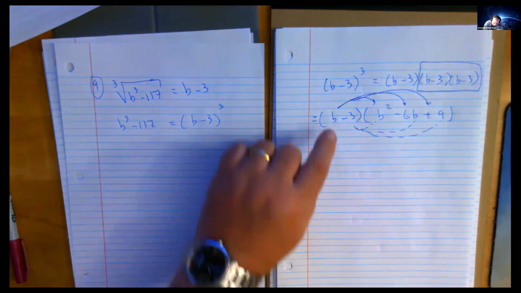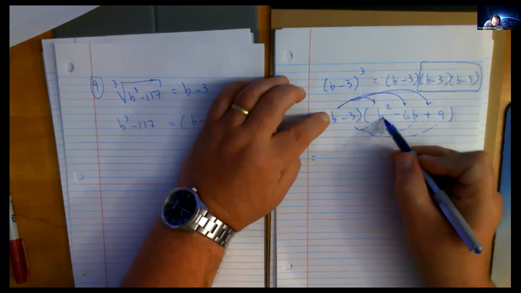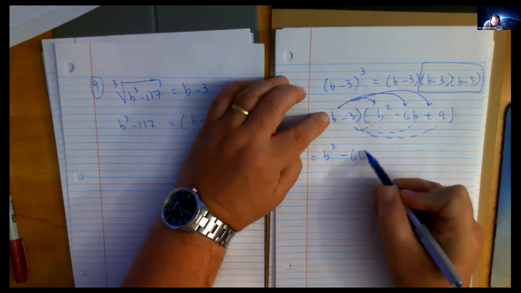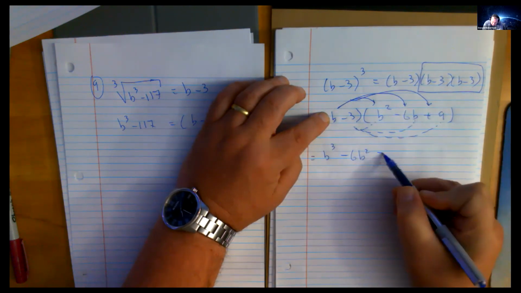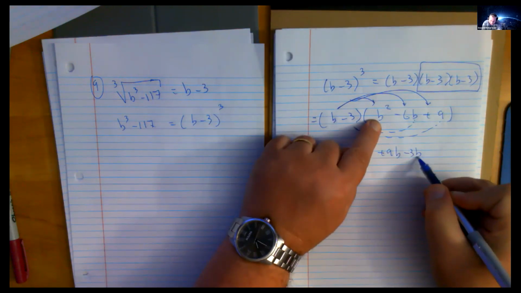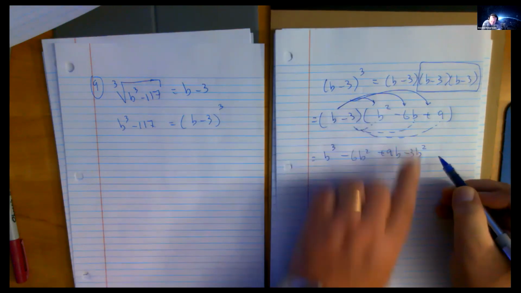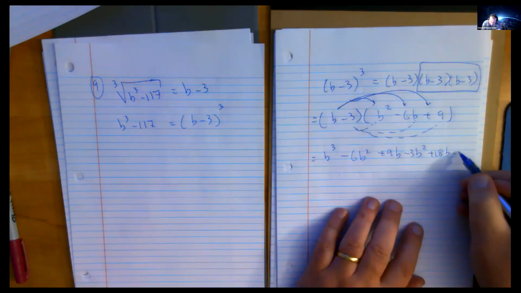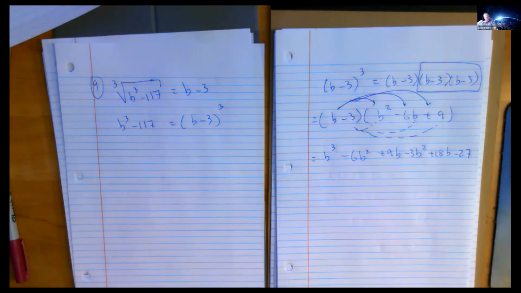So here goes. b times b squared, b cubed. b times this guy, negative 6b squared. b times this guy, 9b. Negative 3 times this guy, negative 3b squared. Negative 3 times negative 6 is 18b. And negative 3 times that guy is negative 27. Right?